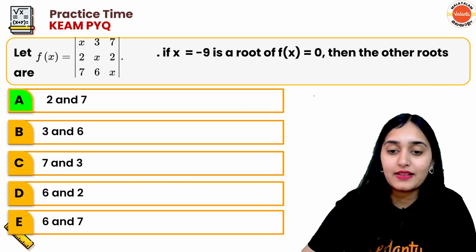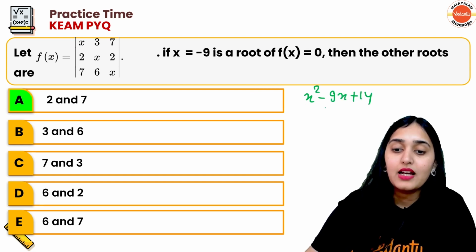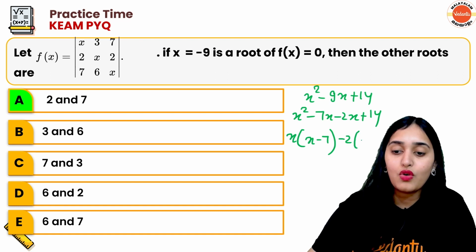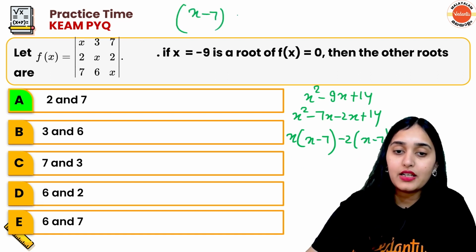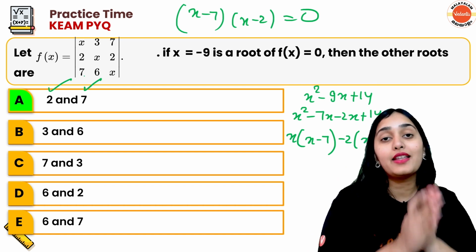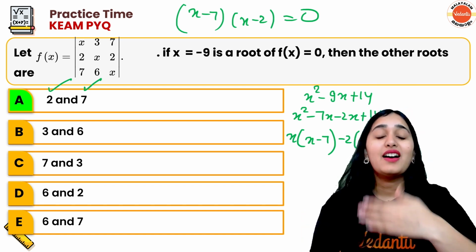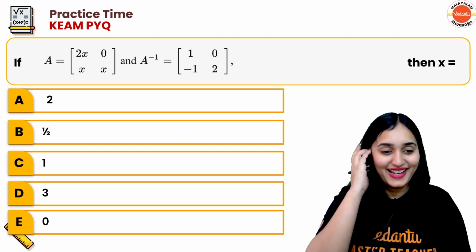Let us simplify this. X square minus 9x plus 14, we can write it as x square minus 7x minus 2x plus 14. So x taken common, x minus 7, minus 2 common, x minus 7. So we have x minus 7 into x minus 2 is equal to 0. So therefore x is 2, x is 7. These are the other two roots. Again, a very lengthy question asked for 4 marks.